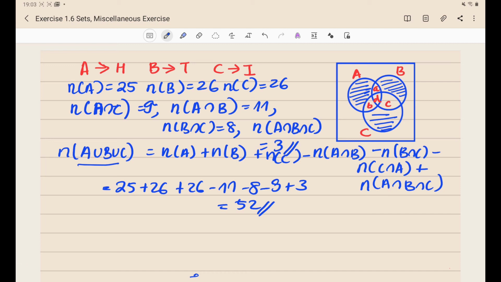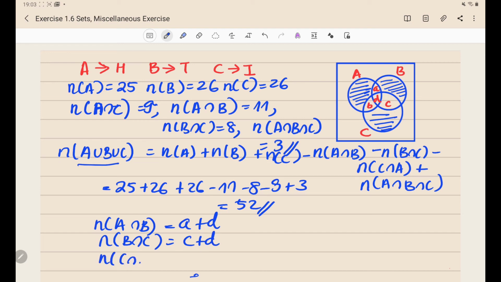Okay. For our convenience, let's denote B as the number of people who read I and H. Let C be the number of people who read T and I, and D be the number of people who read all three newspapers. Let A be the number of people who read H and T. So n of A intersection B you can write as A plus D. Again, n of B intersection C you can write as C plus D. Again, n of C intersection A you can write as B plus D.